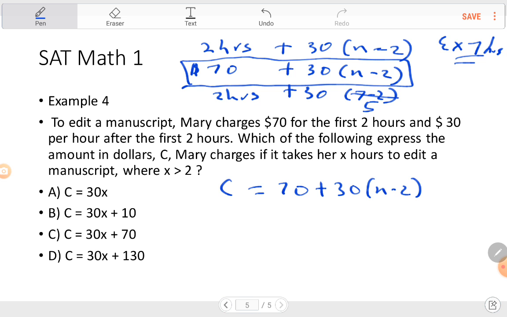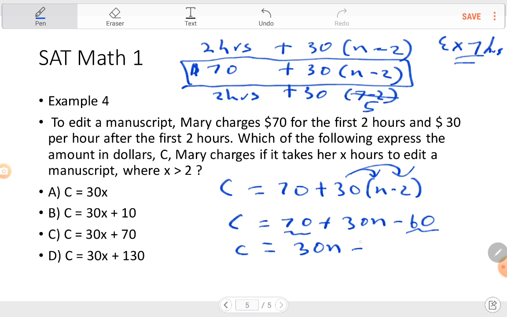Now we see that this does not match any of our answer choices. But if we use the distributive property, we'll get 70 plus 30n minus 60. Now combining the 70 and the 60, we get 30n plus 10. Okay, and this matches answer choice B. So our answer is B.